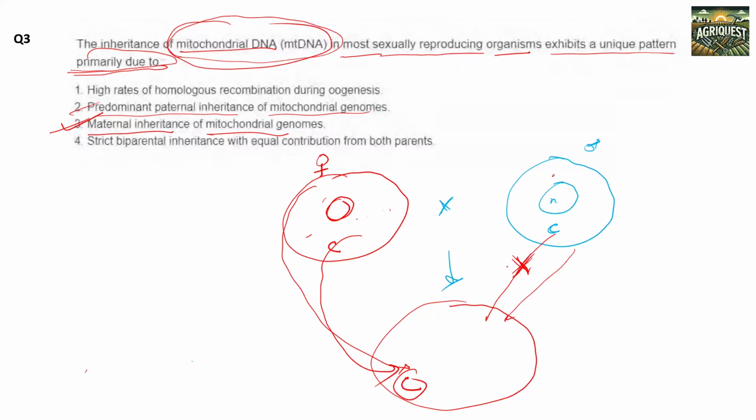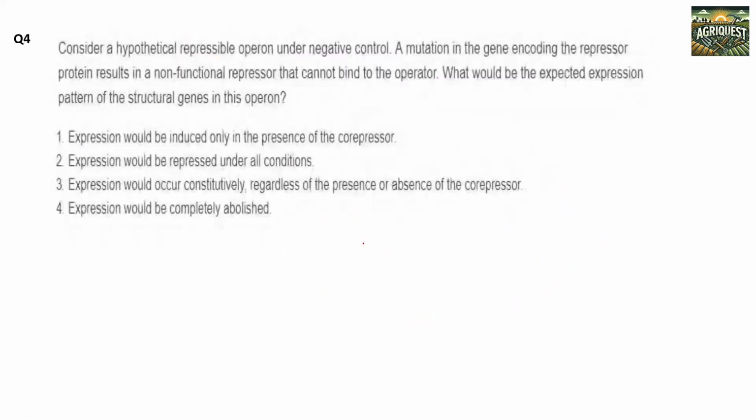Sometimes the cytoplasm from the male parent is also transmitted to the progeny, but primarily it is maternal. If they use this word "primarily", you should choose this answer. Okay, maternal inheritance will happen. Fourth option: consider a hypothetical repressible operon under negative control.